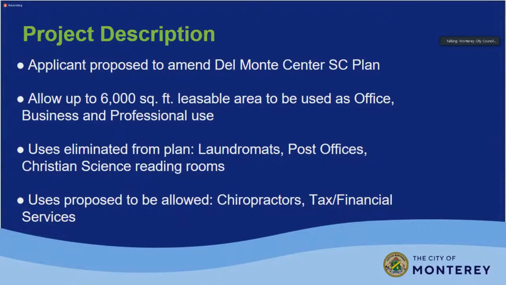They're also proposing to revise the plan a bit, eliminating some uses that have existed in the plan since it was created. That includes laundromats, post offices, and the Christian Science reading rooms. And then the new uses, and the impetus for this project, would be to specifically allow chiropractors as well as tax and financial services.